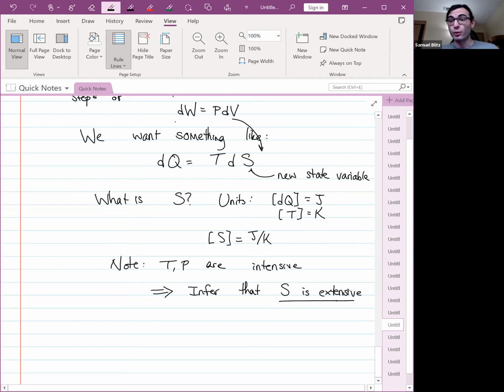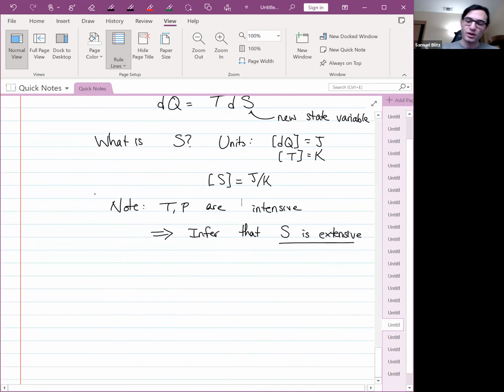And so we're going to try to come up with a state variable. And by the way, this is just something that we're constructing from scratch. There is some state variable that we just haven't thought of yet that's extensive and has these units and tells us how heat transfers. Now we just need to describe that thing and think about it. Now we're going to give it a name. Our new extensive state variable is S, and we call it entropy.